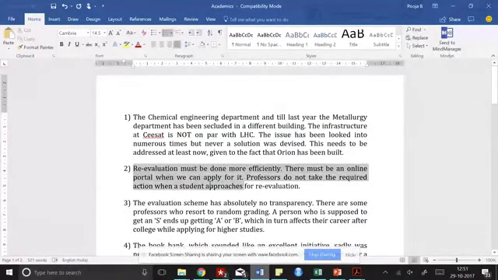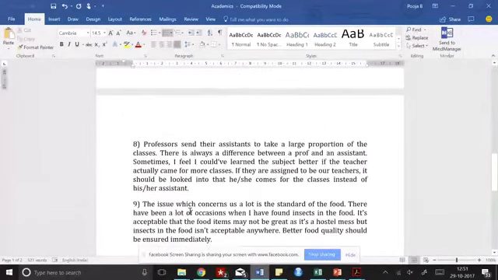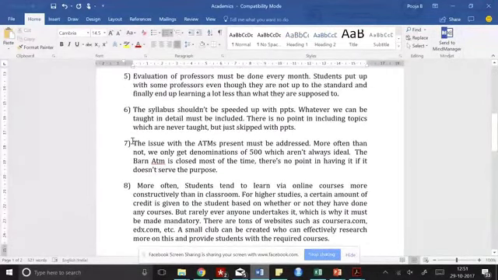Second is revaluation must be done more efficiently. There must be an online portal where we can apply for it. Professors don't take the required action, and so on. So I compared a lot of things and I said it. I think this issue is still going on.